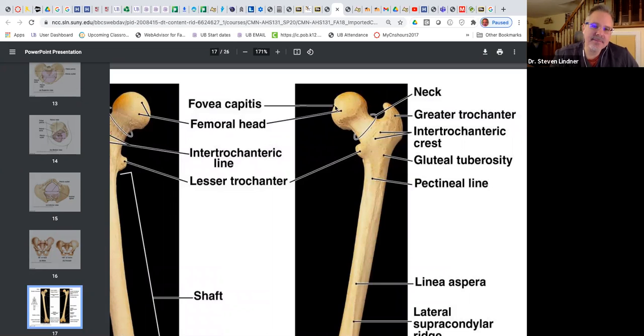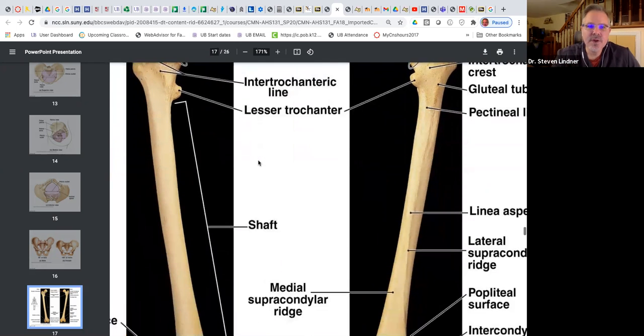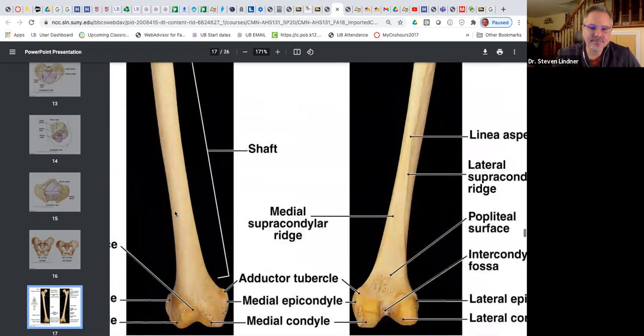On the head, at the most proximal or superior part, there's an indentation, like a concavity, a little depression. That depression is called the fovea capitis. The depression is for a ligament to attach to, a ligament that goes from the head of the femur to the acetabulum, and it helps to stabilize the joint. Then we have the shaft.